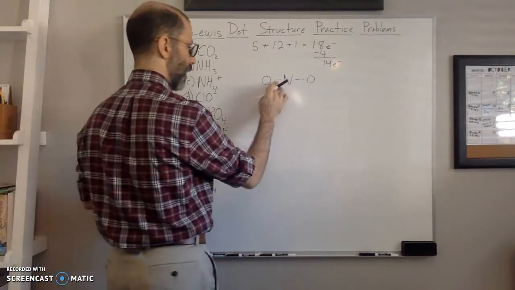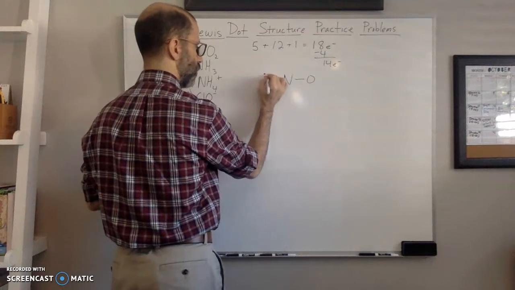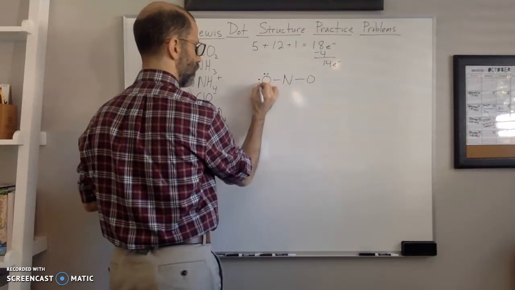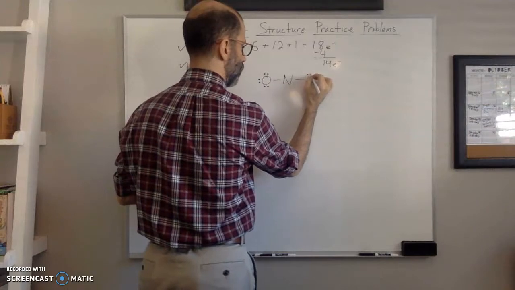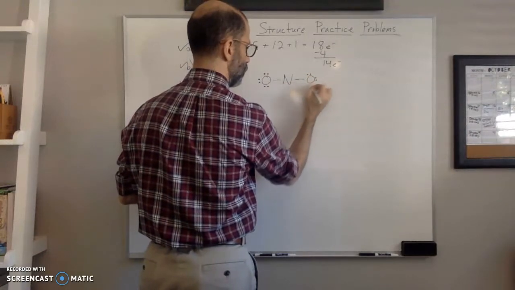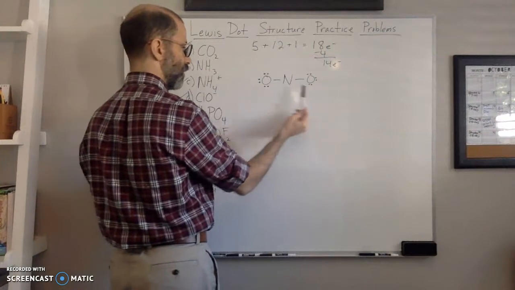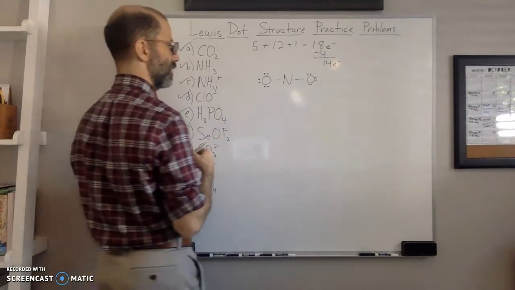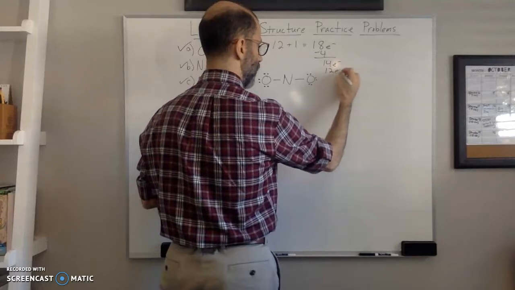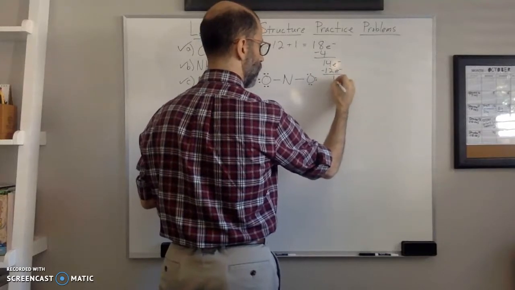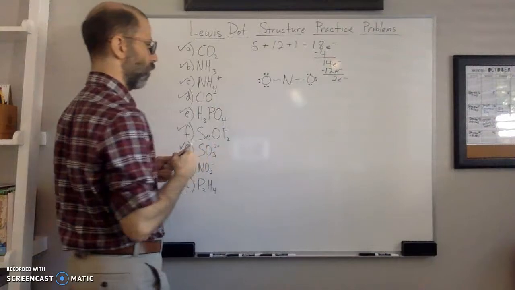So I have 1 bond each for each oxygen, so they need 3 lone pairs each. 1, 2, 3. 1, 2, 3. So I used up 3 lone pairs. 3 lone pairs, that's 6. 6 times 2 is 12. So I'm going to subtract out 12. That leaves me 2 electrons left over.